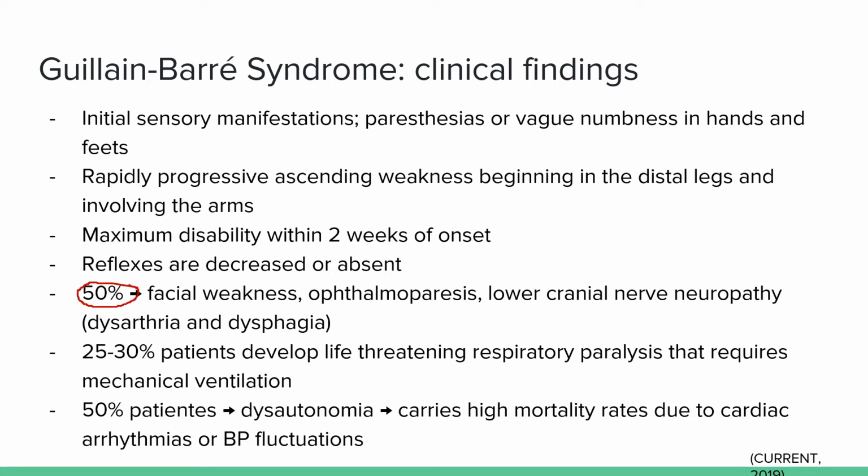50% of patients have a lower cranial neuropathy, seen as dysarthria, dysphagia, ophthalmoparesis, and facial weakness. 25 to 30% of patients have involvement of the respiratory muscles and develop life-threatening respiratory paralysis that requires mechanical ventilation. So this is an important complication to keep in mind. And 50% of patients present dysautonomia. This carries a high mortality rate due to cardiac arrhythmias or blood pressure fluctuations.